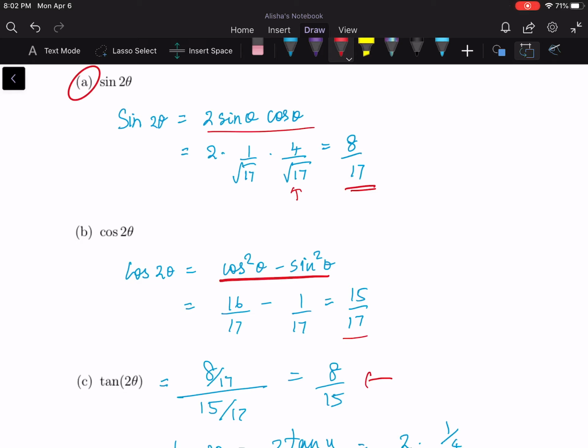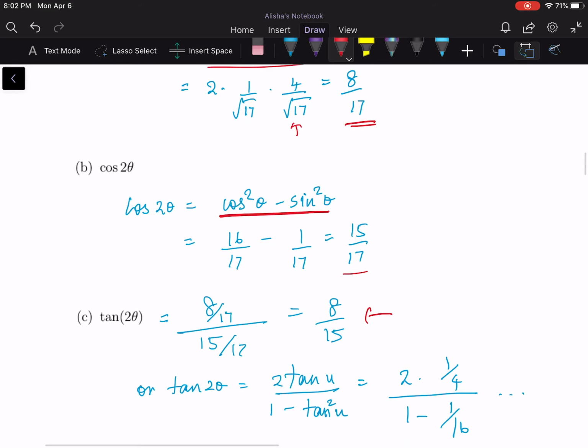So that's sine 2 theta over cosine 2 theta. But alternatively, you could recall the formula for tan 2 theta, if you do remember it. It's going to be 2 tan theta over 1 minus tan squared theta, and then you can plug in, and you should get the same answer.